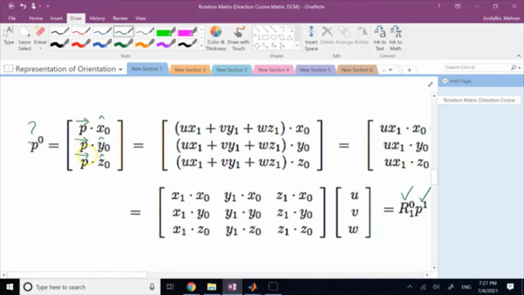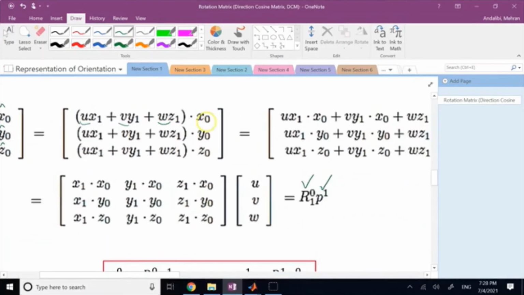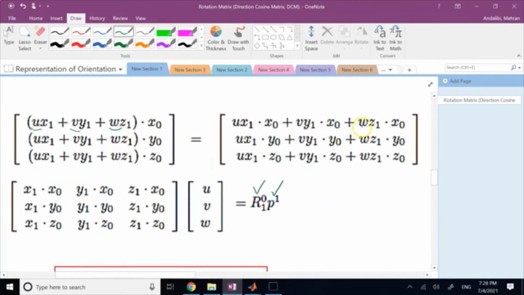And what is P? P can be written as its components. Here, the components of P along x1, y1, z1, I call them U, V, and W. So it is equal to U times x1 plus V times y1 plus W times z1. This is how I am writing my P along frame 1, right? And the dot product is with x naught, y naught, and z naught. If I do that and expand the dot product, it's going to be U times x1 dot x naught plus V times y1 dot x naught plus W times z1 dot x naught, and then the same thing for the other components.